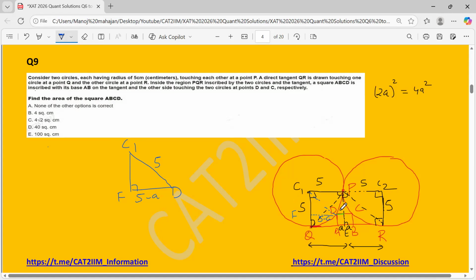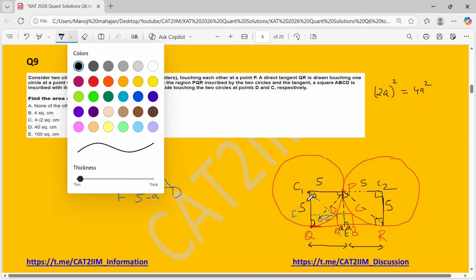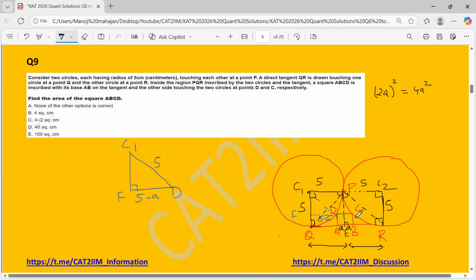So what is C1F? Let's calculate and then we can figure out the answer. So C1F, if you look over here, this length would be nothing but, it's a square. So AB would be same as DA, that is 2A now. So FQ will also be 2A. So what do I get? This is 5 minus 2A. Now you can make a Pythagoras out here to get the answer. So 5 minus A whole square plus 5 minus 2A whole square is equal to what? 5 square.